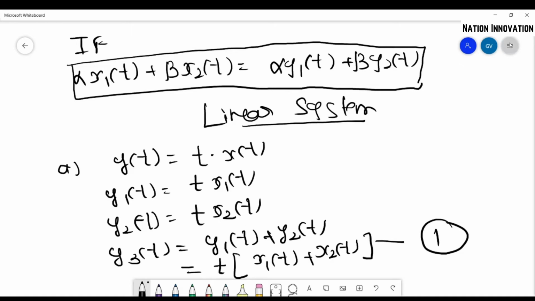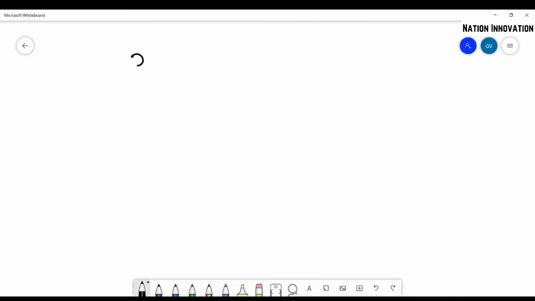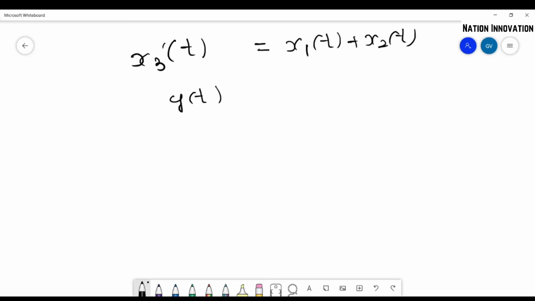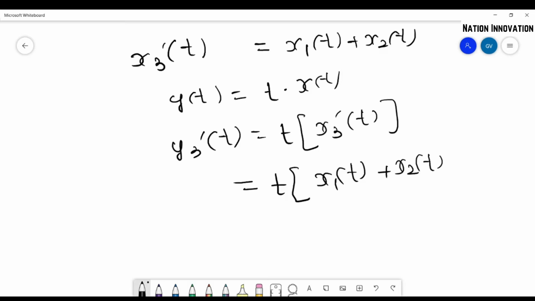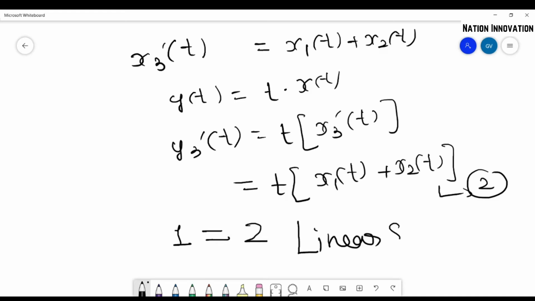Now let's take another signal, name it as x3 dash of t, which is x1 of t plus x2 of t. From our basic equation, y of t equals t times x of t, so y3 dash of t will be equal to t times x3 dash of t. So this will be t times x1 of t plus x2 of t. Name it as equation number 2. If I compare equation 1 with equation 2, 1 is equal to 2. So the given system is a linear system.